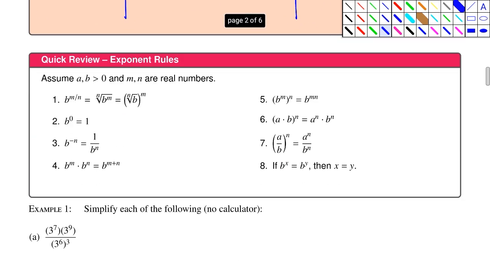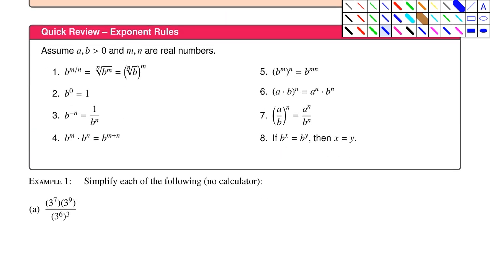All right. Let's review the rules for exponents real quick. So property number 1, b raised to the m over n power is the same thing as the nth root of b to the m, or the nth root of b worked out, and then you raise that quantity to the m power. Number 2, b to the 0 power is equal to 1, as we mentioned before. Number 3, b to the negative n is equal to 1 over b to the n. So if you change positions in a fraction, you change the sign of the exponent.